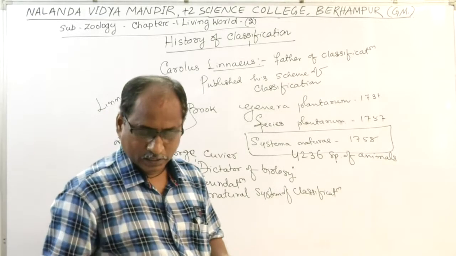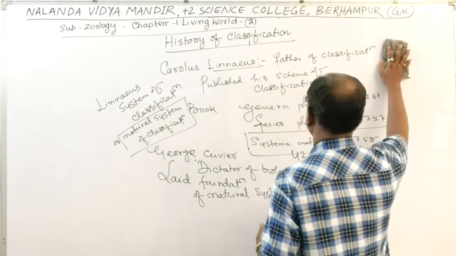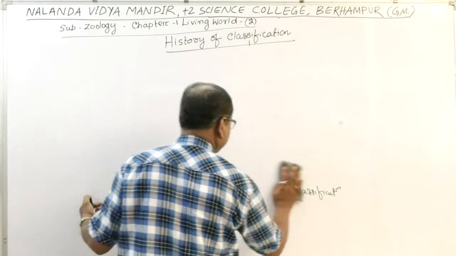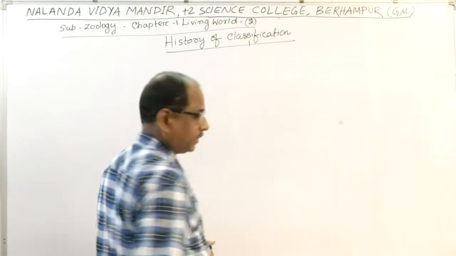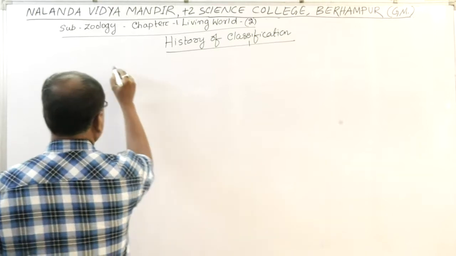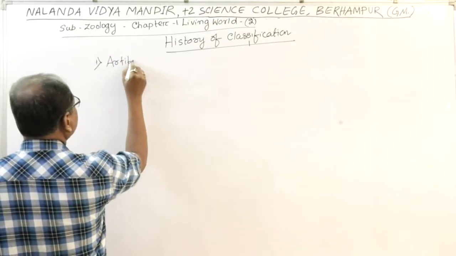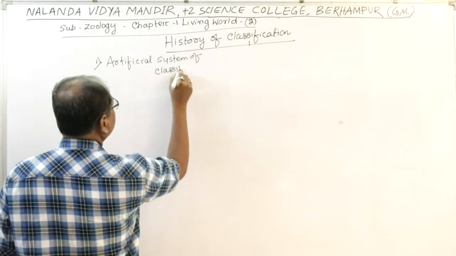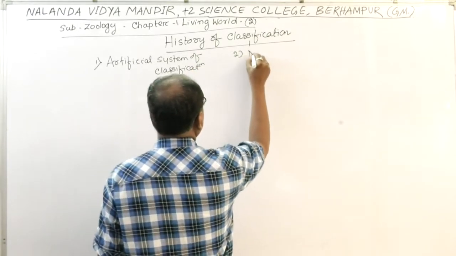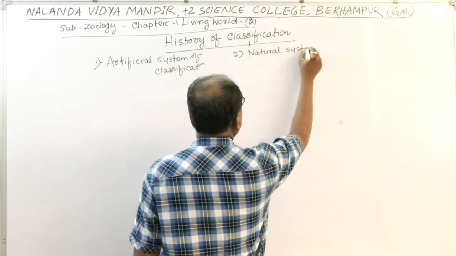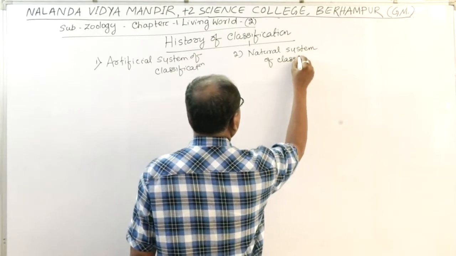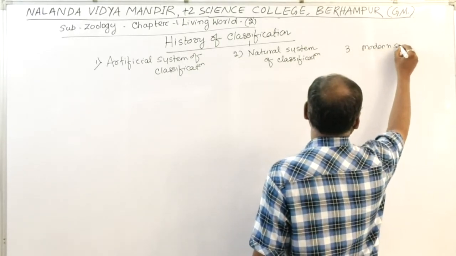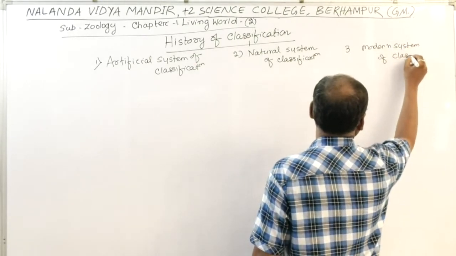Then, next, about the different types of classification. There are three different types of classification. One is artificial system of classification, natural system of classification, and the modern system of classification. Number one, artificial system of classification. Number two, natural system of classification. And number three, modern system of classification.